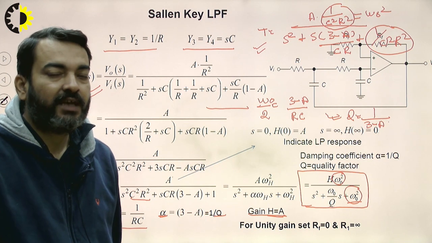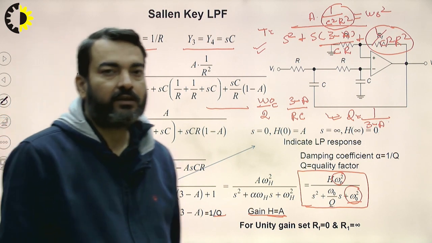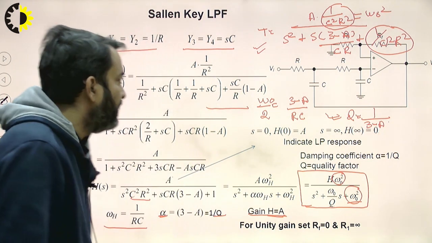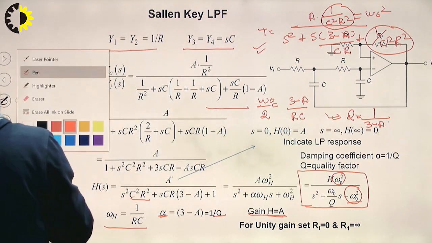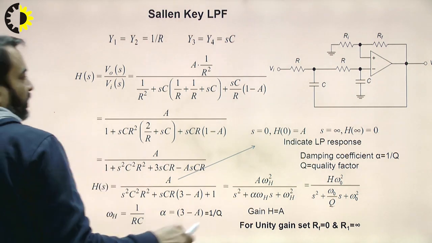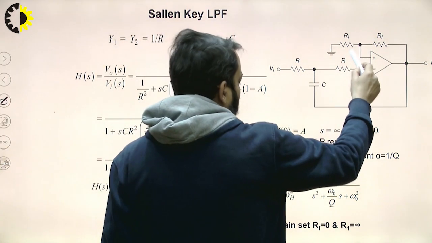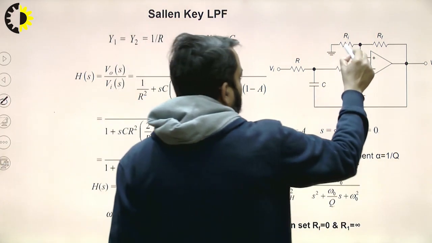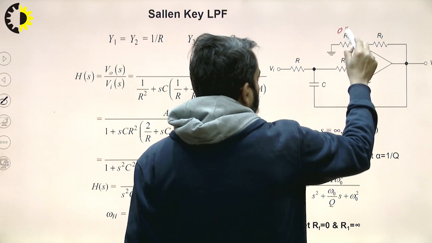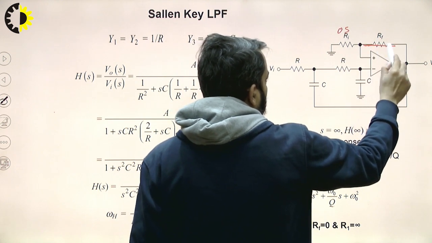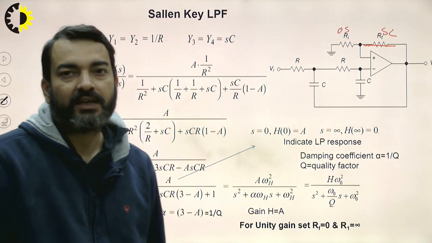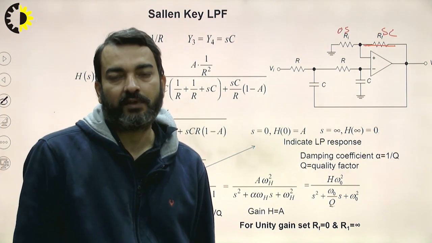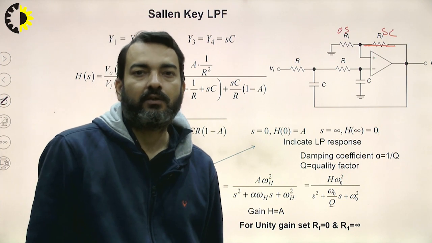Like we have discussed in the previous case of first order low pass and high pass, we can modify this particular circuit for the unity gain condition. So for the unity gain condition, this resistance will be open circuit and this resistance will be short circuit. So in this way we can get the unity gain condition for the Sallen-Key low pass filter.